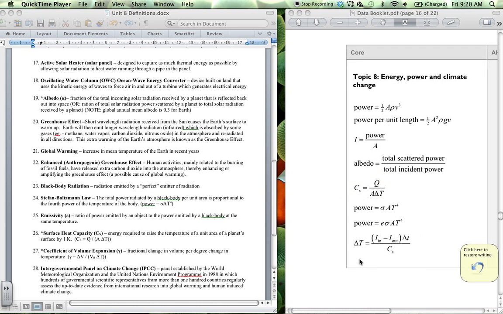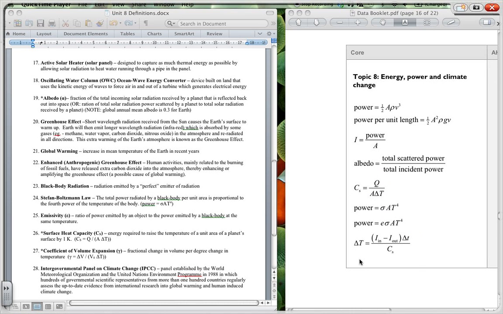One other formula that isn't given, but I'd like to just mention it is important, is the coefficient of volume expansion. And this is the fractional change in volume per degree change in temperature. So it's given by gamma, and it's equal to the change in volume divided by the total volume, divided again by the change in temperature. So it's a fraction, or how much the volume has changed, per degree Celsius or per Kelvin.